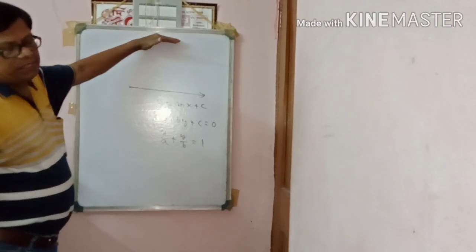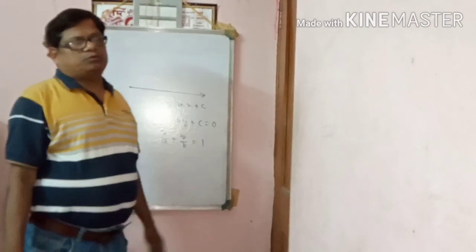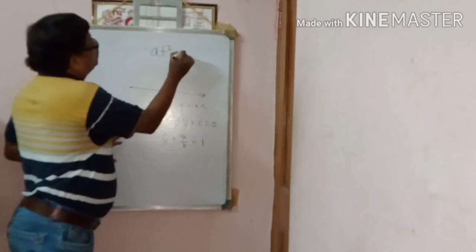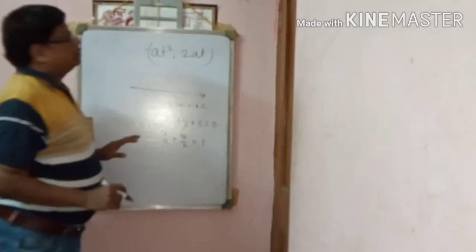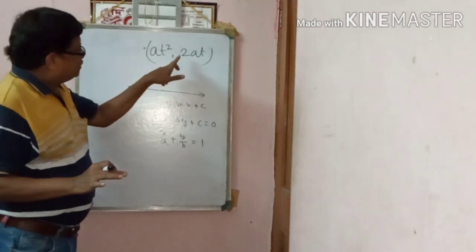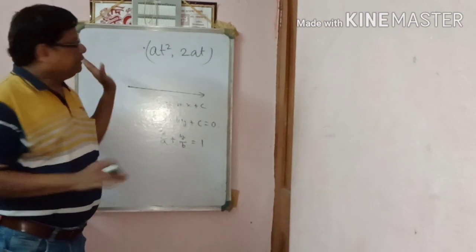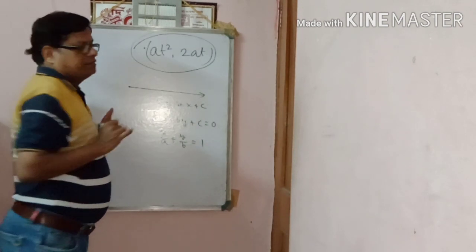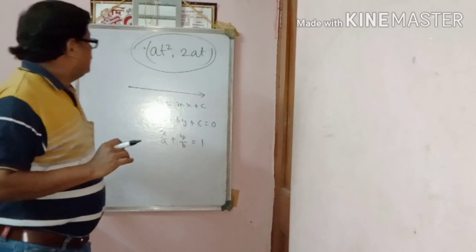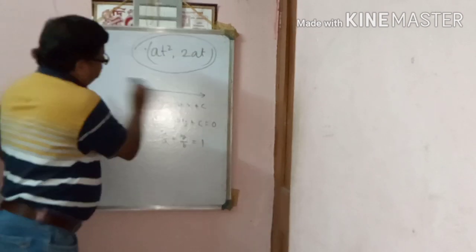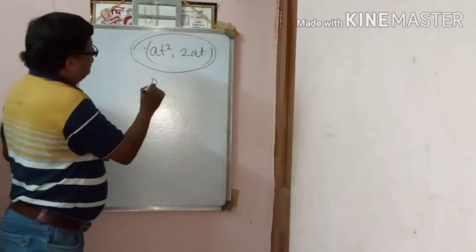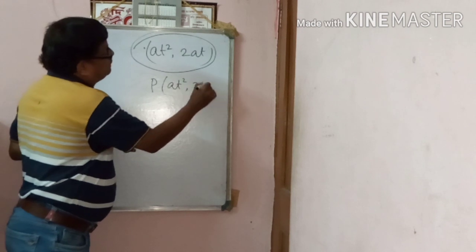Locus means, with the help of a few conditions... Suppose one point is given. The coordinates of the point are given as (at square, 2at). Then what is the locus of the point? Now look here. Suppose the point P is (at square, 2at).